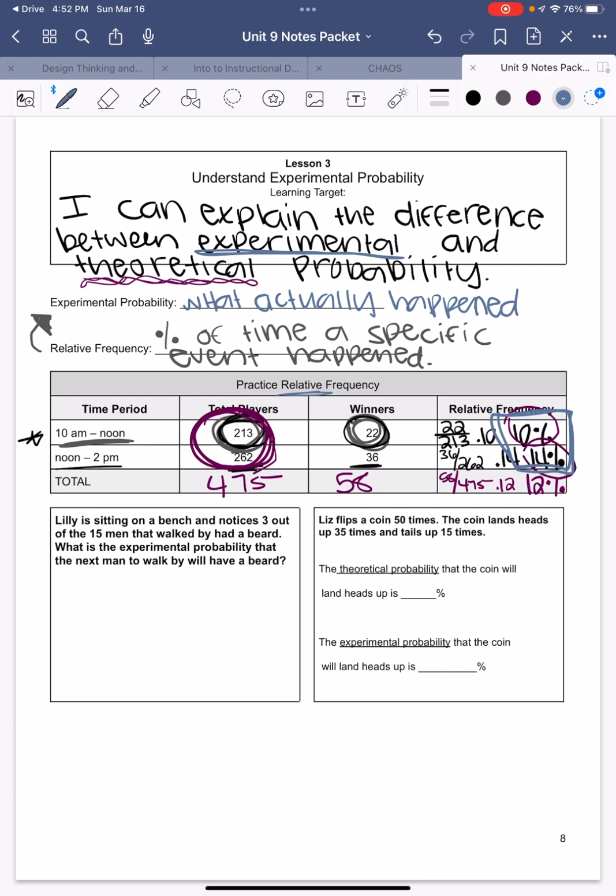That is relative frequency. We're finding the percent that actually won in the experiment. So we're going to go through a couple of practice problems here. I think like 10 or 11 practice problems we'll go through, and then you'll have work time today on the worksheet.